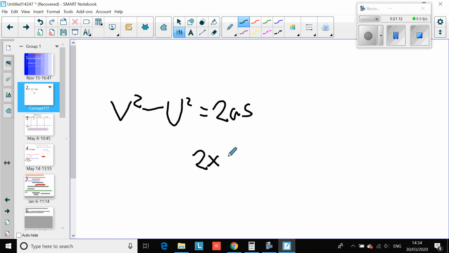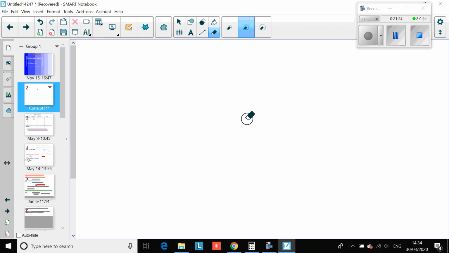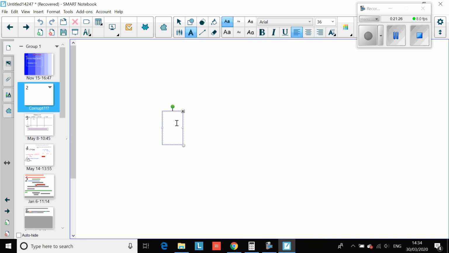times 9.8. So it would be easier if I was typing this. In fact, actually, I will type it. Bear with me a moment. So you would do 2 times 9.8 times whatever the distance was. So I'm just going to once again use the example 0.2, which was 20 centimeters.